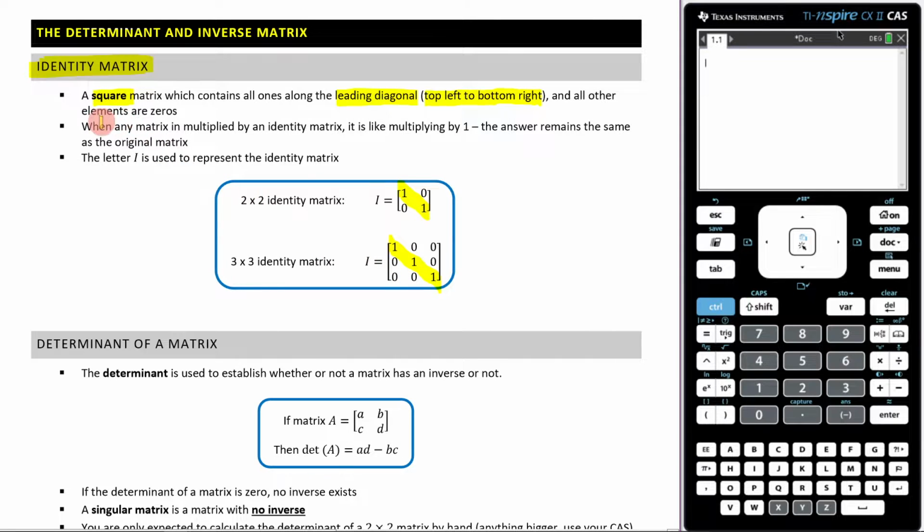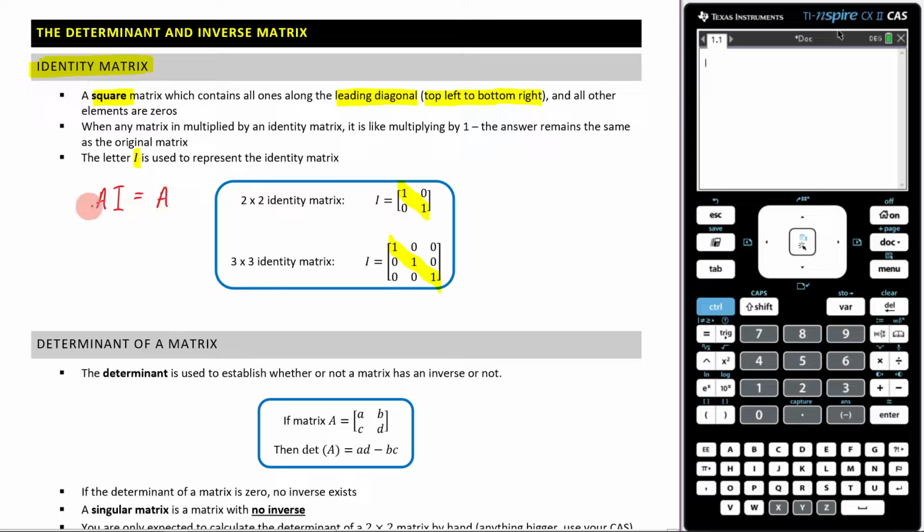Okay, let's keep reading. When any matrix is multiplied by an identity matrix, it is like multiplying by 1. The answer remains the same as the original matrix. The letter I is used to represent the identity matrix. So let's just see this in action for a second. What this is saying to me is if I have the matrix A, and I multiply it by an identity matrix, what I'm going to end up with is just A.